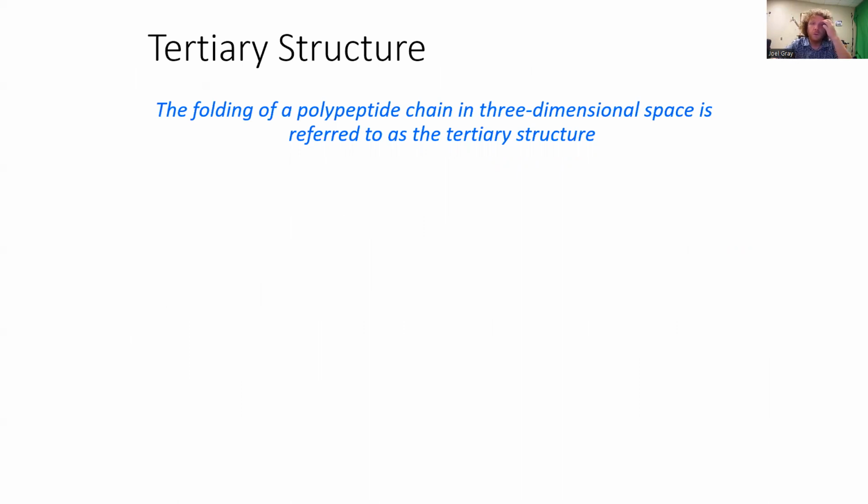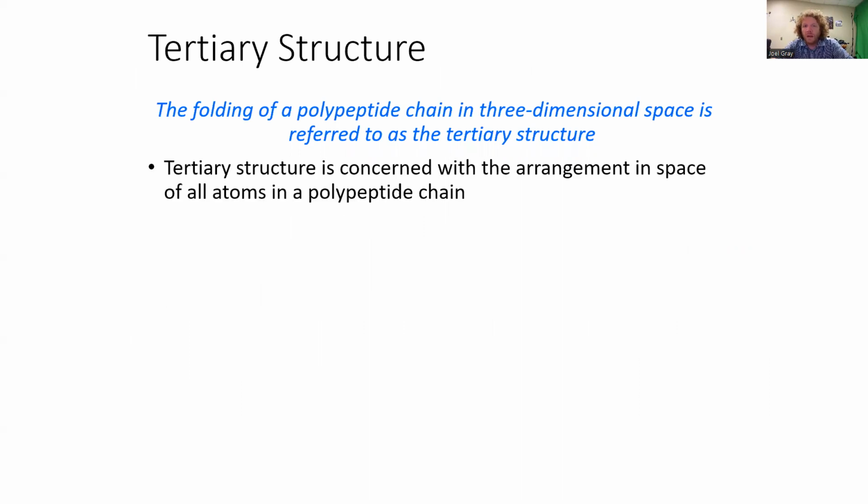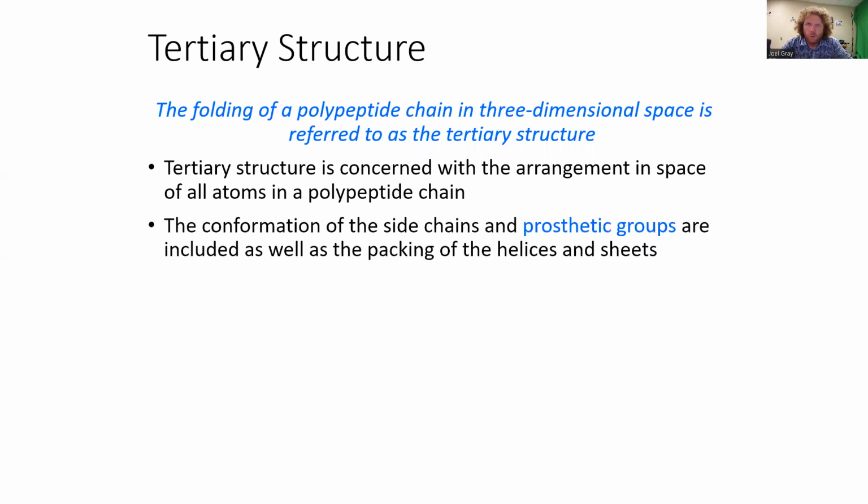The tertiary structure is the folding of a polypeptide chain in 3 dimensional space, and this is concerned with the arrangement of all of the atoms in a polypeptide chain, where they are with respect to one another, and where they are with respect to an X, Y, and Z plane. So it's the 3 dimensional fold or 3 dimensional structure of the protein. The word conformation is interchangeable with shape or fold of a protein. The conformation of the side chains and the prosthetic groups are included, as well as the packing of helices and sheets.